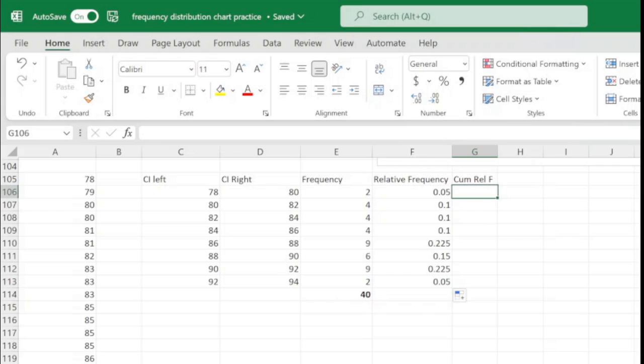And then to calculate our cumulative relative frequencies, in this first cell we'll type 0.05 because that's the relative frequency of the first interval. And then from there, we can say equals G106 plus F107. And then from there, we can drag it down to get our complete total here. And after they're all added up, it comes out to one, which is what we would hope for.